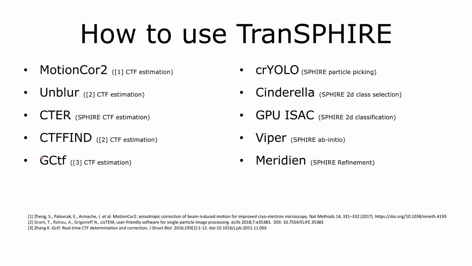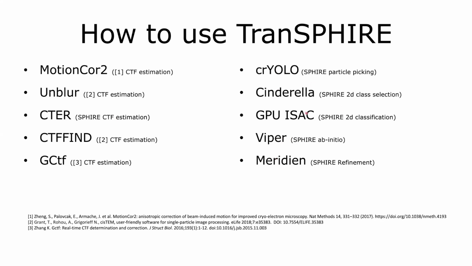So what kind of programs are available? I see I have a typo here. This should be, of course, motion correction for MotionCor2 and Unblur. But we provide support for MotionCor2 and Unblur for motion correction, CTER, CTFFIND, and GCTF for CTF estimation, crYOLO for particle picking, Cinderella for 2D class selection, GPU ISAC for 2D classification, VIPER for ab initio 3D reconstruction, and MERIDIEN for our 3D refinement.